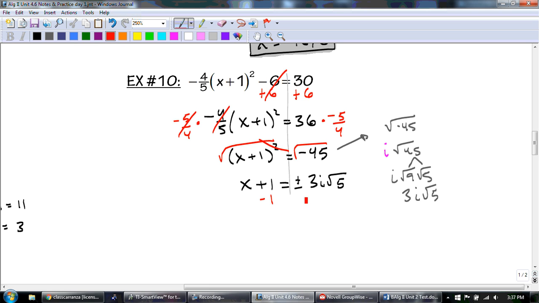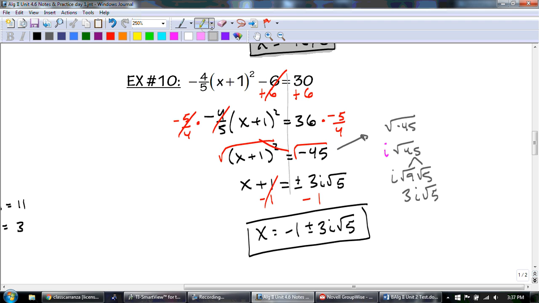And then I need to subtract 1 from both sides. And we get that x equals negative 1. That comes out first. Plus or minus 3i√5. And that's as far as we go. Okay?